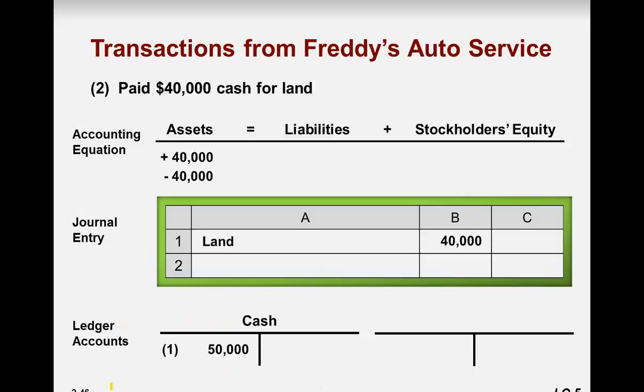Land as an asset, if I look at my rules of accounting, assets increase on the debit or left side. If my land is what increased, that's my debit. And I have less cash. Cash, or an asset, decreases on the credit side, which is what I'm representing here. Post my transaction.